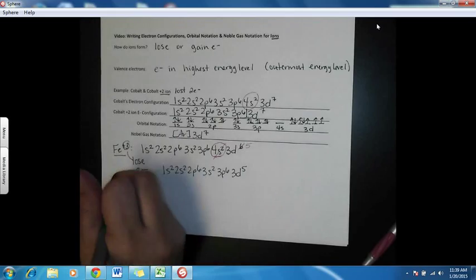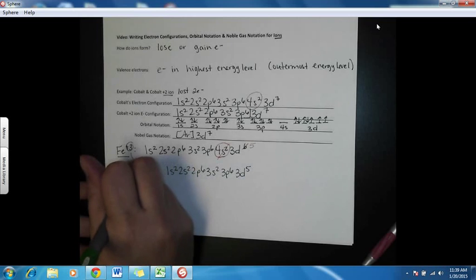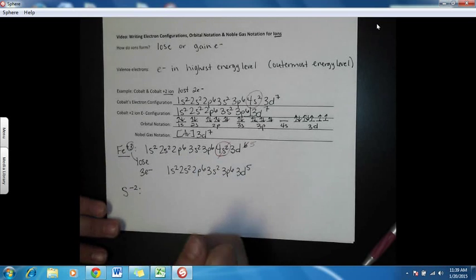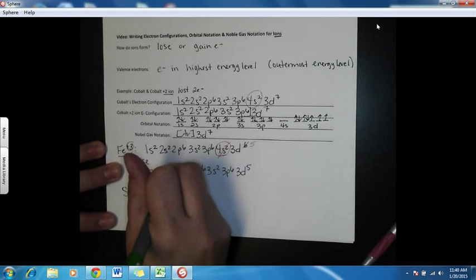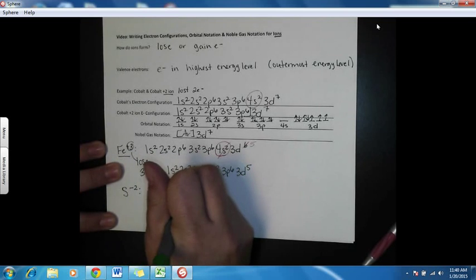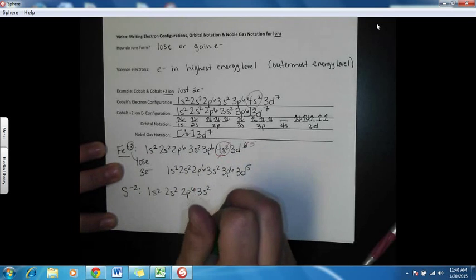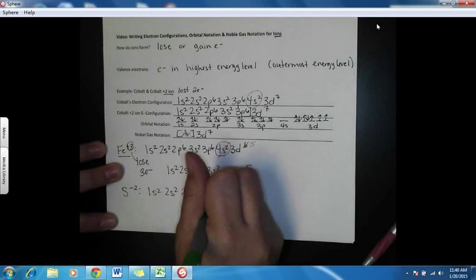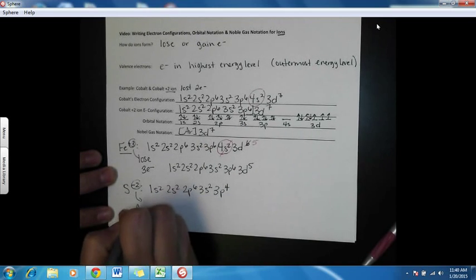Alright, let's try a negative charge. Let's try sulfur. You should have sulfur written at the top of your page. Sulfur is going to form a -2 charge. And so we'll have 1s2, 2s2, 2p6, 3s2, 3p4. That's just sulfur. Now, if it's -2, that means we have gained 2 electrons.